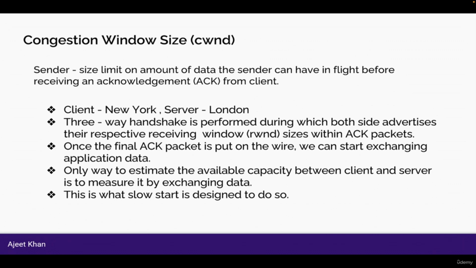Let us understand this scenario with an example. The client is in New York and the server is in London. Then the three-way handshake is performed, during which both sides advertise their respective receiving window size within ACK packets. Once the final ACK packet is put on the wire, we can start exchanging application data. The only way to estimate the available capacity between client and server is to measure it by exchanging data. This is what slow start is designed to do.